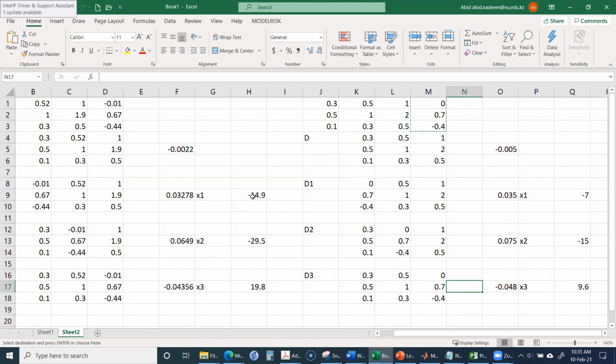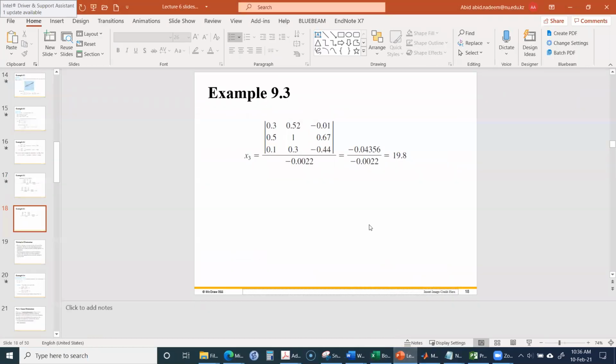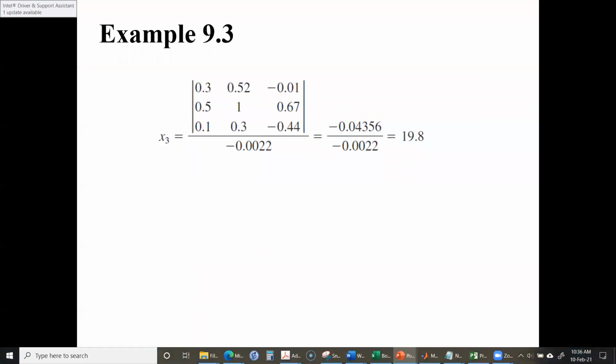So you can see that although the original system is not much different from the given system, because we have just rounded up and rounded down certain values, there is a drastic difference in the solution of the system. So this is an example of an ill-conditioned system. Later on, there will be another example of an ill-conditioned system.